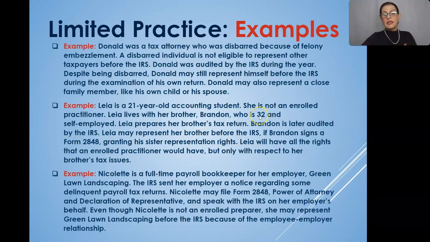So he's an adult. He would have to sign a Form 2848 in order to allow his sister to represent him. But it's perfectly fine. There's a place on the 2848 for family members to represent other family members. And since she's a sibling, she can represent her brother. Leah will have all the rights that an enrolled practitioner would have, but only with respect to her brother's tax issues. So she can represent her own brother, and that's the limited practice rights that she has. Even though she's just an accounting student and she's not an enrolled practitioner, she can represent her own brother.